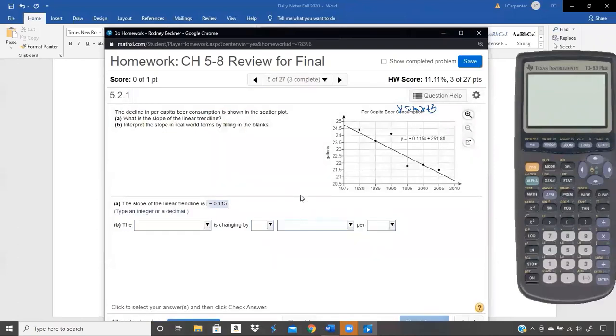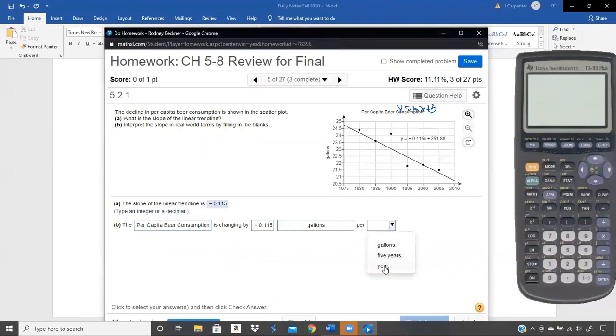All right. Then our slope in this cookie cutter format, the thing is changing by a number of units per some other unit. So what's changing? It's the per capita beer consumption. That's the thing that's changing. It's the title of the graph, the output, the Y. And it's changing by, well, that's our number, the slope itself, the negative 0.115. And then these are just the two units, the units of the output per input. So the output is in gallons, and then the input, this seems to be years, so let's say years.